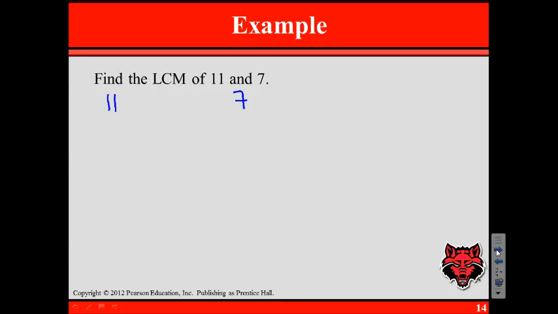Hopefully you recognize these from that initial list of prime numbers. 11 is a prime number and 7 is a prime number. So we can't make a factor tree for either of these numbers. Basically, the factor tree is just itself. 11 equals 11, 7 equals 7.